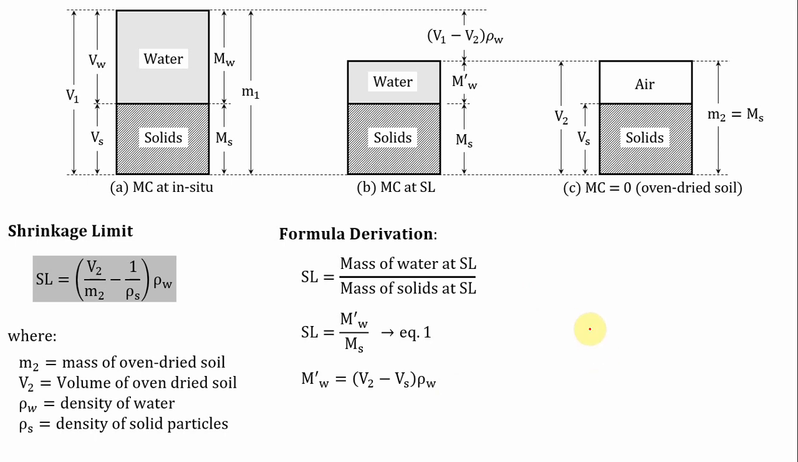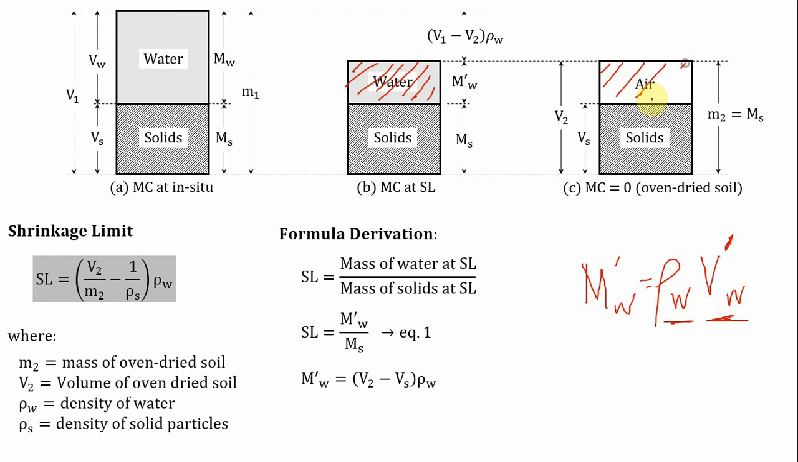We know that the mass of water is equal to the density of water times the volume of water. Since we know this one, how do we solve the volume of water? By the way, this is prime and that is prime. How do we solve the volume of water prime? The volume of water prime, class, is this volume here, and that volume is equivalent to this volume, the volume of air. Do you get me, class?